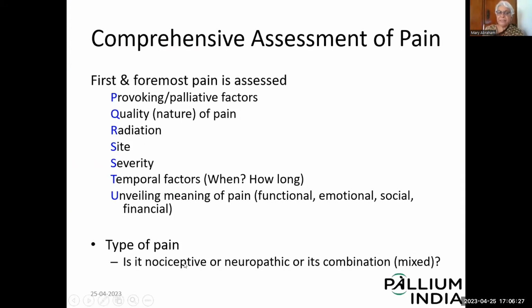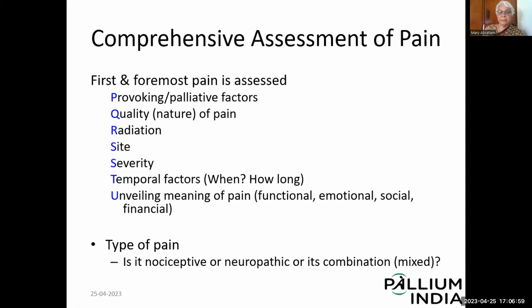Not only severity, you also need to know the type of pain. Is it a nociceptive pain, or a neuropathic pain, or a combination of both, which is mixed? We all know that nociceptive pain is because of tissue damage, and neuropathic pain is because of a lesion or disease in the nervous system. I'll talk about it a little later. This is also very essential when you implement the ladder, because depending on that, you may have to add an adjuvant.